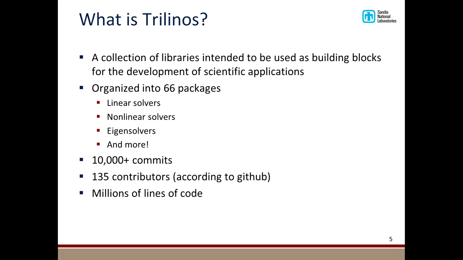In Trilinos, we have linear solvers, both direct and iterative. We have nonlinear solvers, eigensolvers, preconditioners, algebraic multigrid, optimization packages, time integration, and really, really cool stuff. As to the scale of Trilinos, it has over 10,000 commits, and I think it has dramatically over 10,000 commits. According to GitHub, it has 135 contributors, so this is not some piece of code that 3 people are working on in a tiny little office. And it has millions of lines of code.